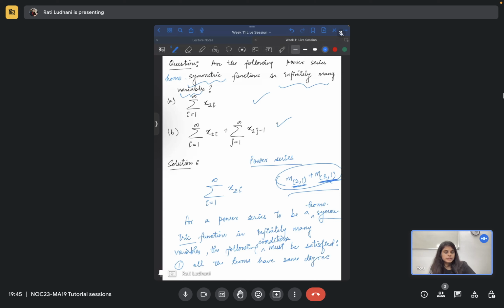This is mixed degree. Total degree means you consider the term, for example, x1 x3 x5 square. So the total degree is 2 plus 1 plus 1. So same total degree.